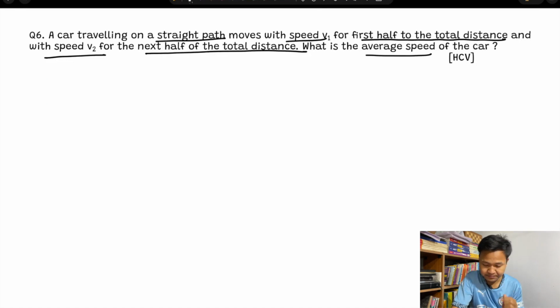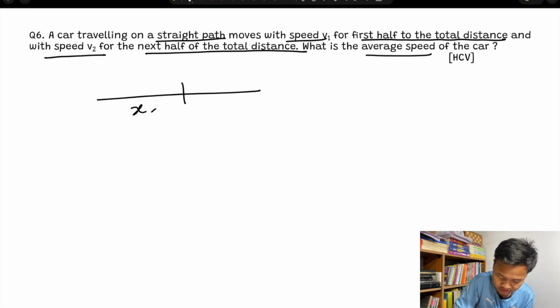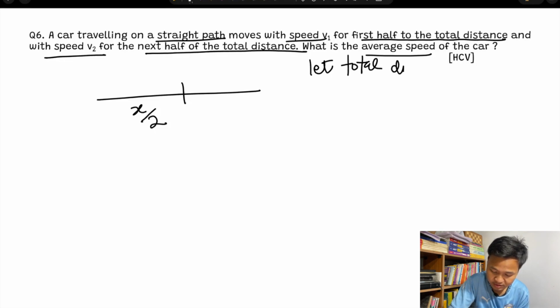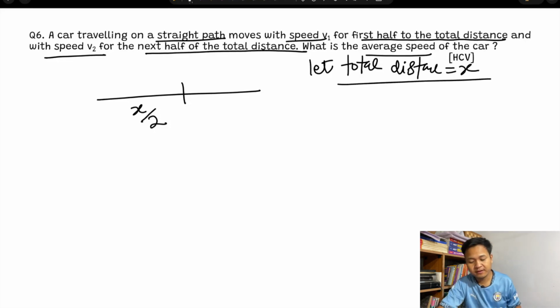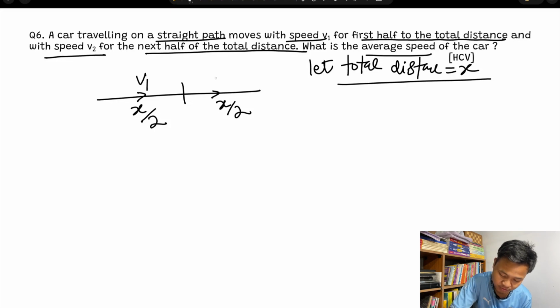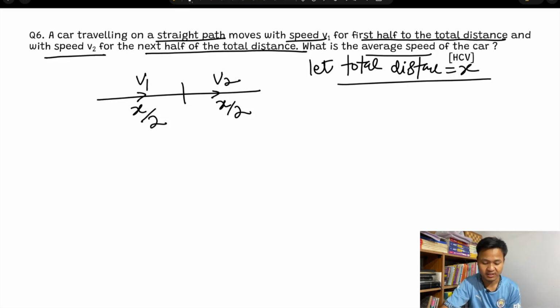Here you're given the first half of total distance and the next half of total distance. So let the total distance equal x. Then the first half of the total distance is x by 2, with speed v1, and the next half, x by 2, with speed v2. Okay, so this is given.